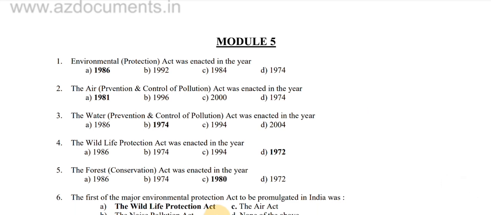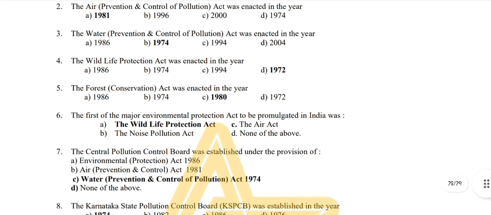The Environmental Act was enacted in the year 1986. The Air Act was enacted in the year 1981. The Water Act was enacted in the year 1974. The Wildlife Protection Act was enacted in the year 1972. Fifth question, the Forest Act was enacted in the year 1980.